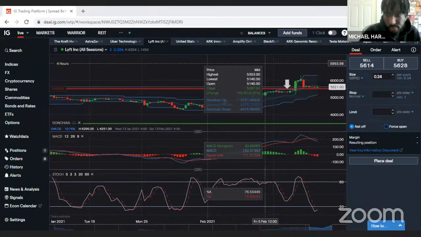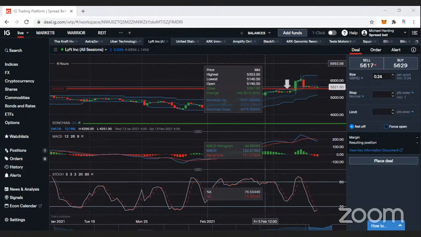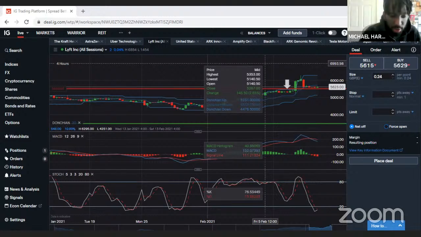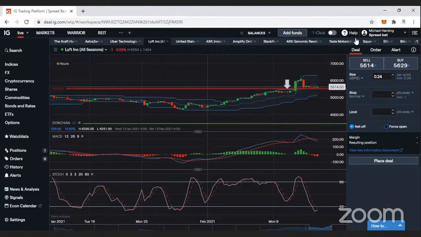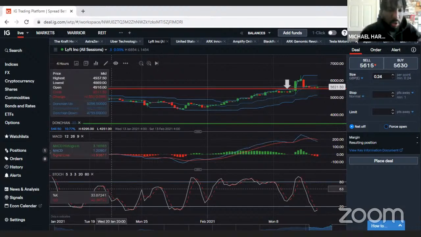Okay, so let's share screen. There we go. Control Alt Shift H. Okay, so we're up and we're running.